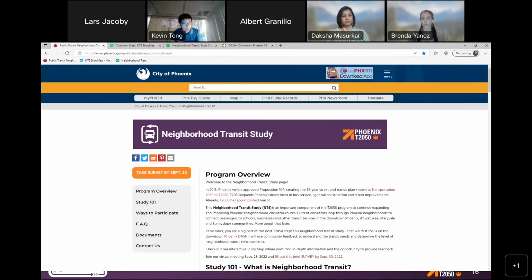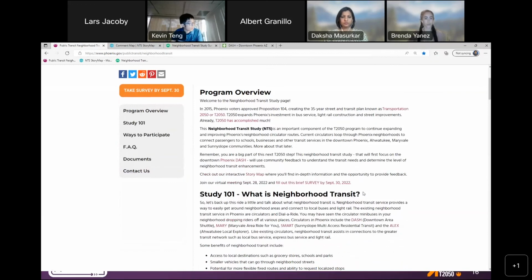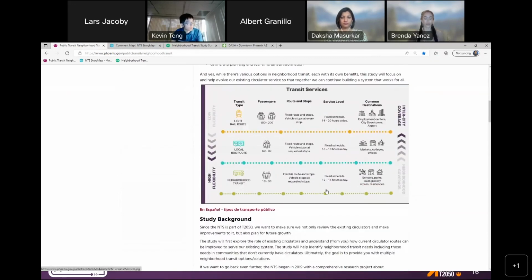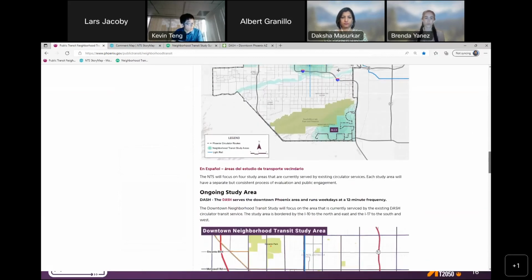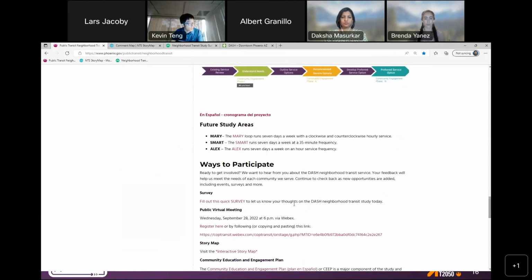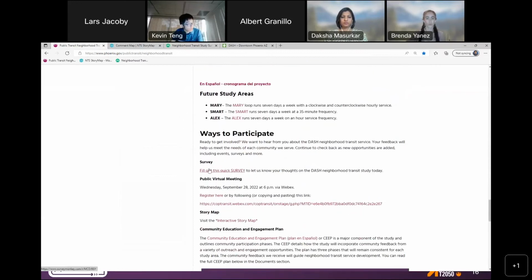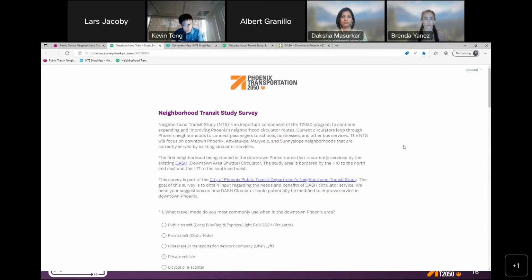As we shared in our presentation earlier, our website is Phoenix.gov/neighborhoodtransit. On this page, you will be able to find a lot more information than was provided earlier, about what neighborhood transit is, the project background, and some of the materials that we have already shared today. These are the maps that Dr. Shai went over earlier, and then more information about the downtown study area. And here is where the public will be able to get the survey link. If we click on that one, it will take us to the survey link that we showed earlier.